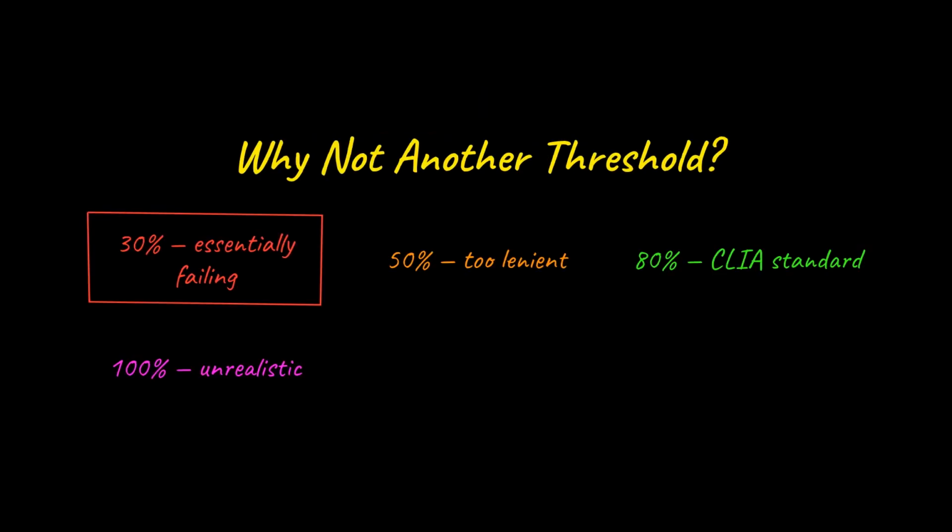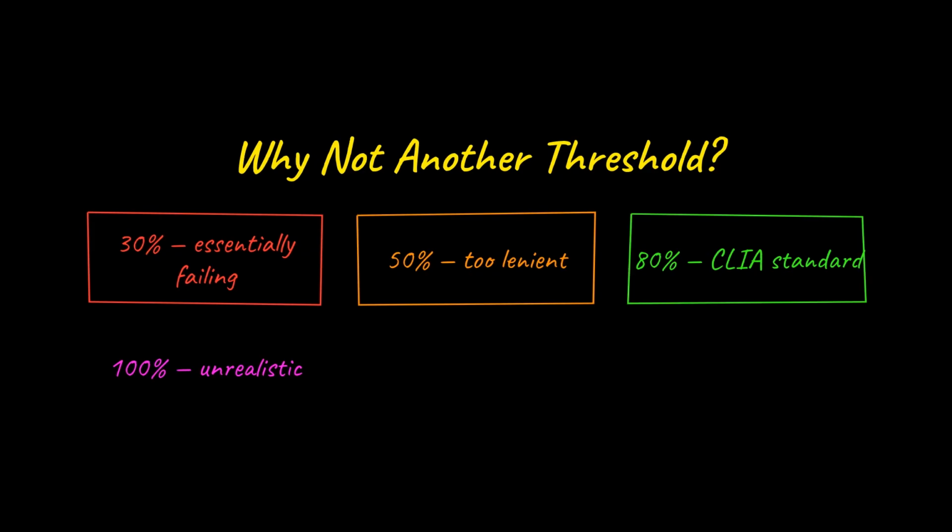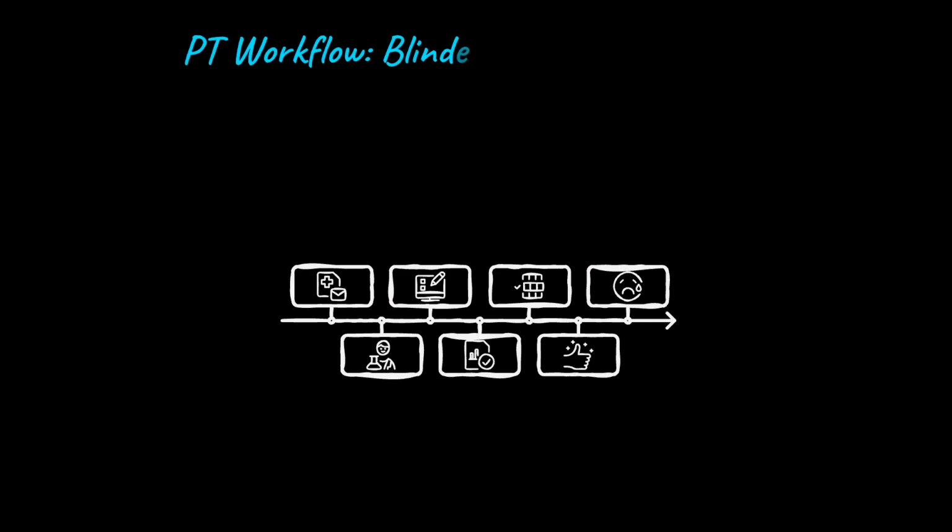Exam writers offer near-miss values to test whether you have memorized the correct number. 30% is essentially failing performance. 50% would not catch systematic errors. 100% ignores normal analytical variation across instruments, reagent lots, and operators. 80% is the federally mandated balance point.